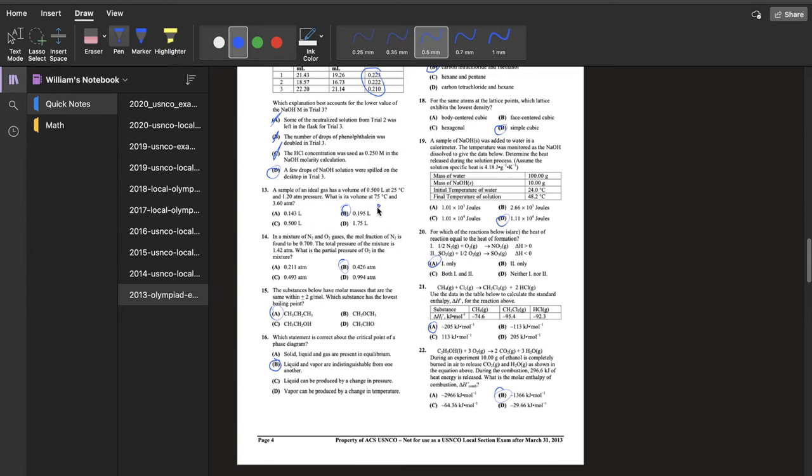Okay, so if we look at 13, it's an ideal gas. So we can just use this: P1 V1 over T1 equals P2 V2 over T2. As long as you keep V in liters, P in atm, and T in Kelvin, there's really no way you can go wrong.